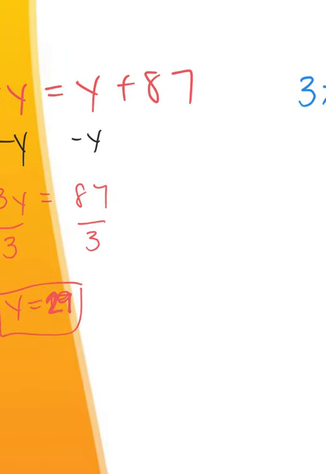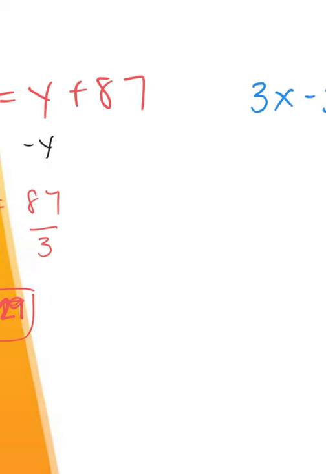And then the blue one. What'd you guys do? Minus 3x. What'd you get? Negative 32 equals negative x. Divide negative x by negative 1 and get positive 32. X equals positive 32.